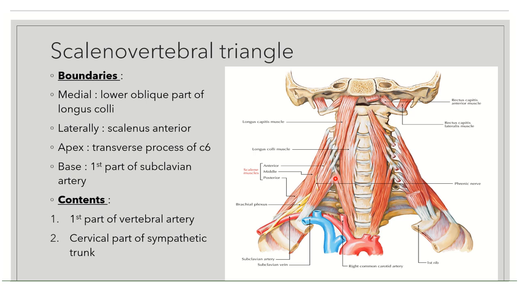And if we talk about the contents of this scaleno-vertebral triangle, as you all know, the first branch from the first part of the subclavian artery is the vertebral artery. Here the subclavian artery gives rise to the vertebral artery, which is a content of this scaleno-vertebral triangle. And apart from the vertebral artery, the cervical part of the sympathetic trunk is also a content of this triangle.